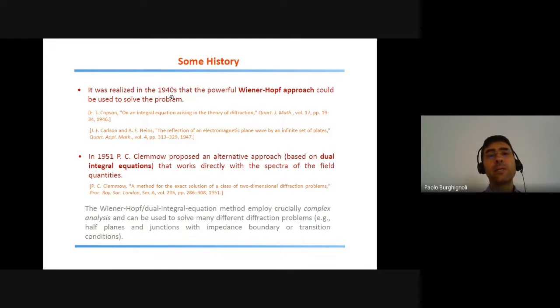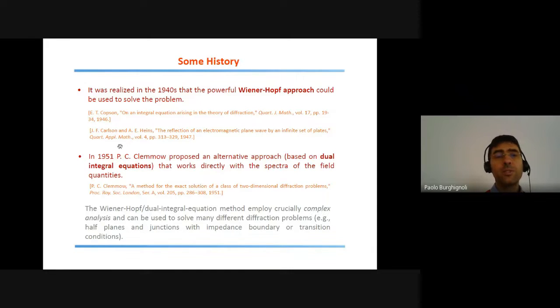Later, some decades later, it was realized that this problem could also be addressed with the Wiener-Hopf approach that had been developed in the 20s and 30s by Norbert Wiener and Eberhard Hopf. In particular, Edward Copson derived the solution for the Sommerfeld half plane problem in a paper that appeared in 1946, which was followed by other contributions. For example, this paper by Carlson and Heins, in which the problem was generalized to that of scattering from an infinite set of metal plates rather than a single one.